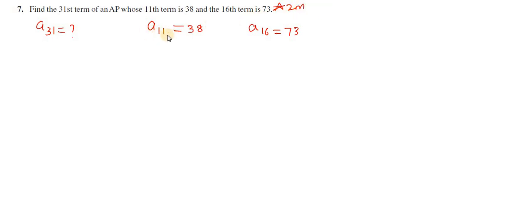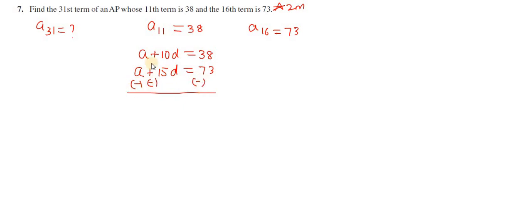Now we know that A11 is nothing but A plus 10D, which is equal to 38. Here also the same thing: A plus 15D, because A16 is equal to 73. Now we can simplify using this. You can change the sign, minus here and minus here also, so A minus A gets cancelled.